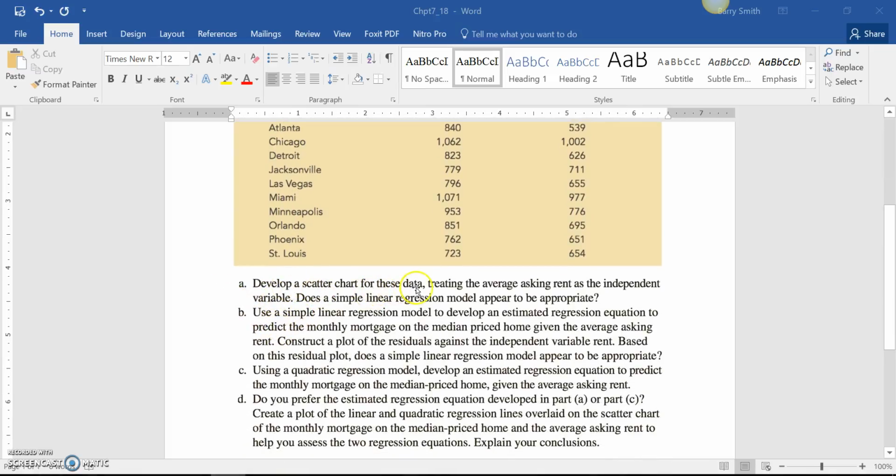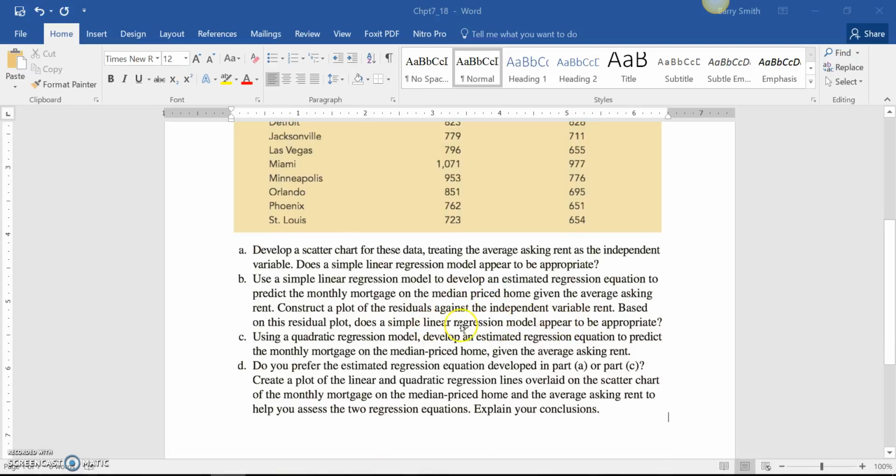First, develop a scatter chart for the data, and then do a simple regression model and see if it appears appropriate. And then we're actually supposed to do a regression model and develop an estimated regression equation. And then we're going to construct plots of residuals. So this is basically a regression in the data analysis. And then we're supposed to determine if it appears to be the appropriate type of model. And then we're supposed to do a quadratic equation regression analysis.